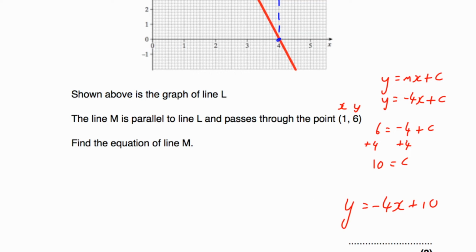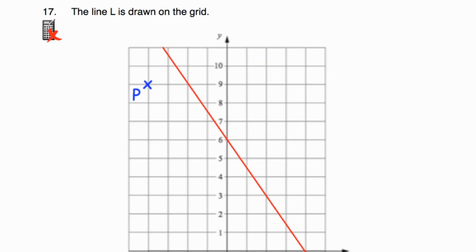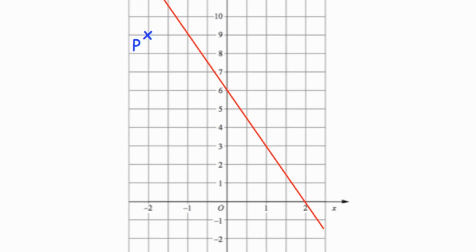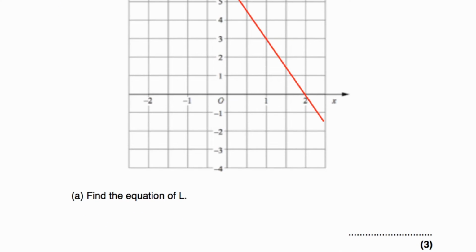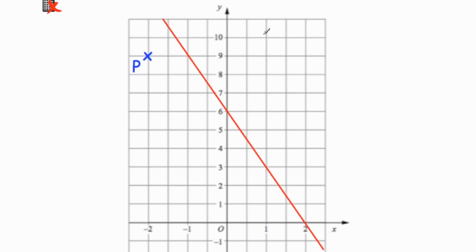Okay, let's have a look at our next question. So let's have a look at question 17. Question 17 says the line L is drawn on the grid. So this red line is the line L, and we've got this point P, and we'll see what the rest of the question says. And it says find the equation of L. So we're going to find the equation of this red line to begin with.